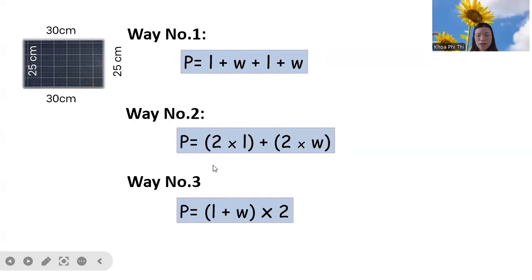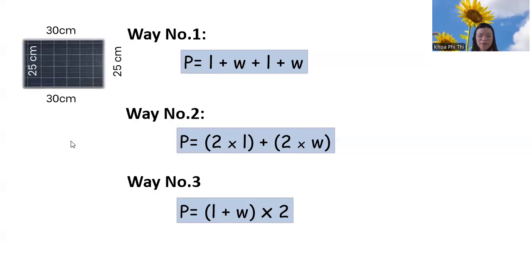You will use your assigned way to calculate the perimeter of the rectangle, now, of the handboard or the rectangle. 1 minute for you to write out the perimeter. Okay. Now time's up. Boards up, please.